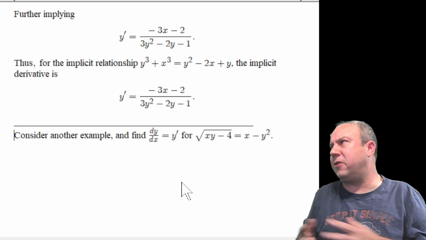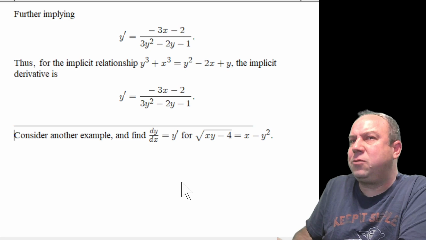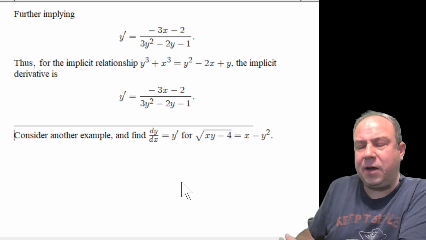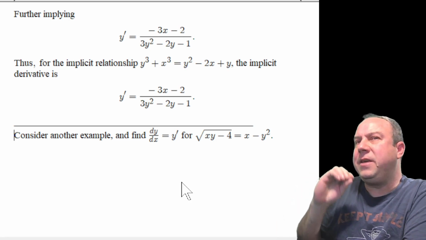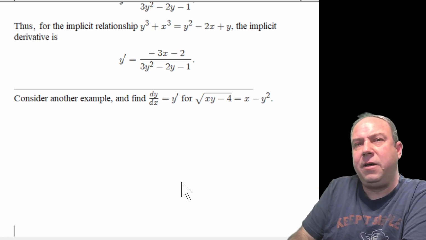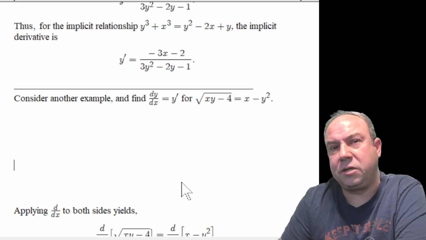And you can see where the algebra is going to slow you down, and that is where you're solving for y prime. Besides the implicit differentiation in here, the other trickiness of the problem does come from trying to solve for y prime. That does require some strong algebra skills.